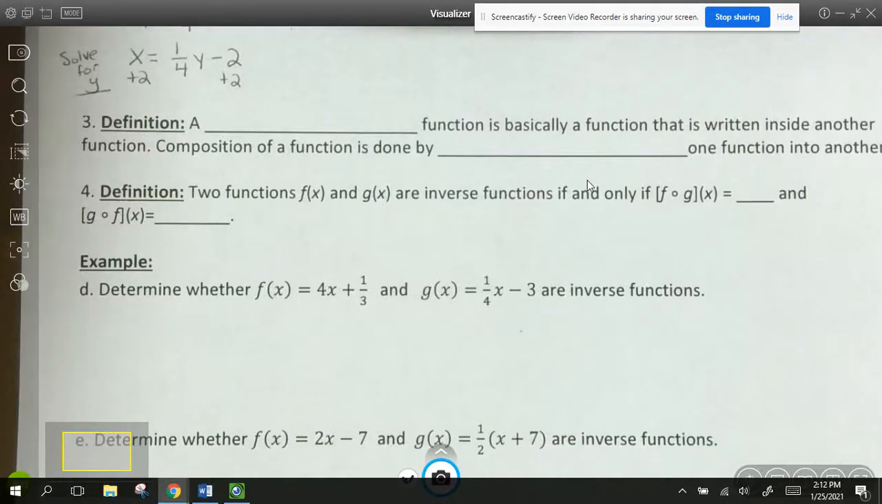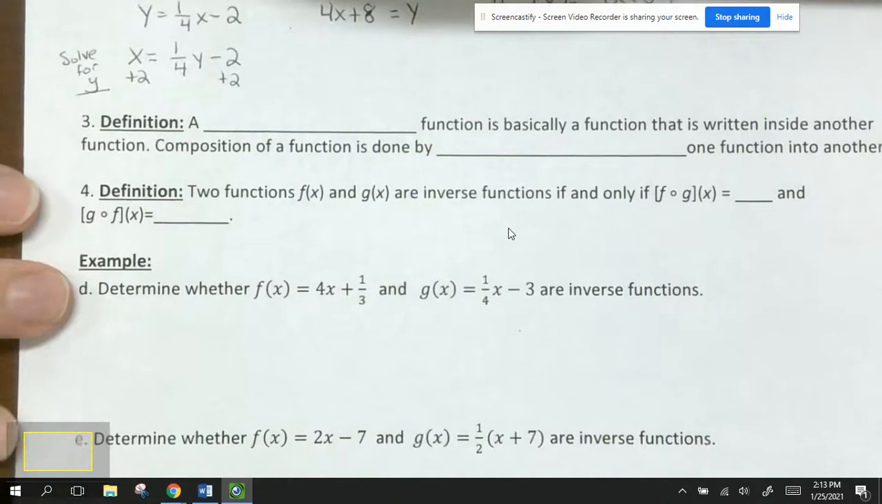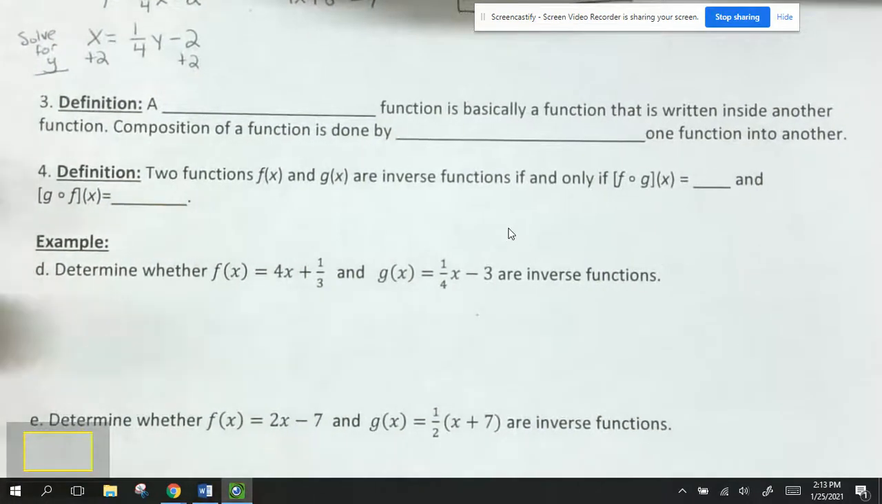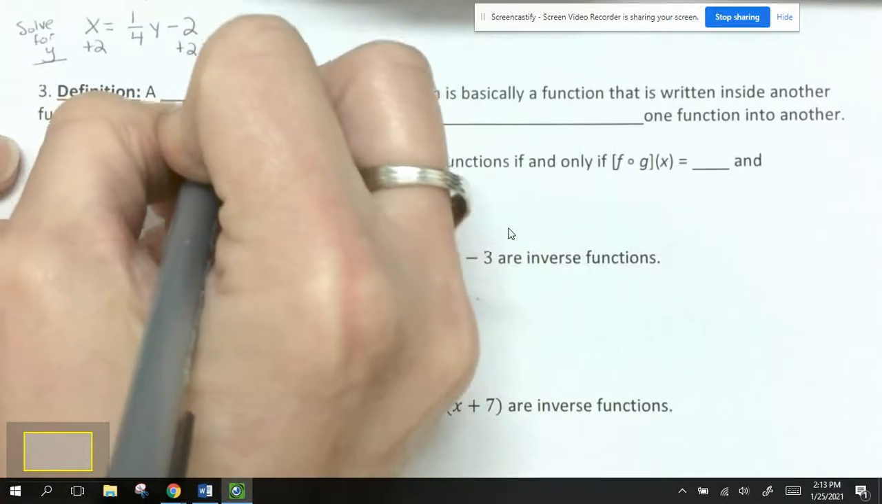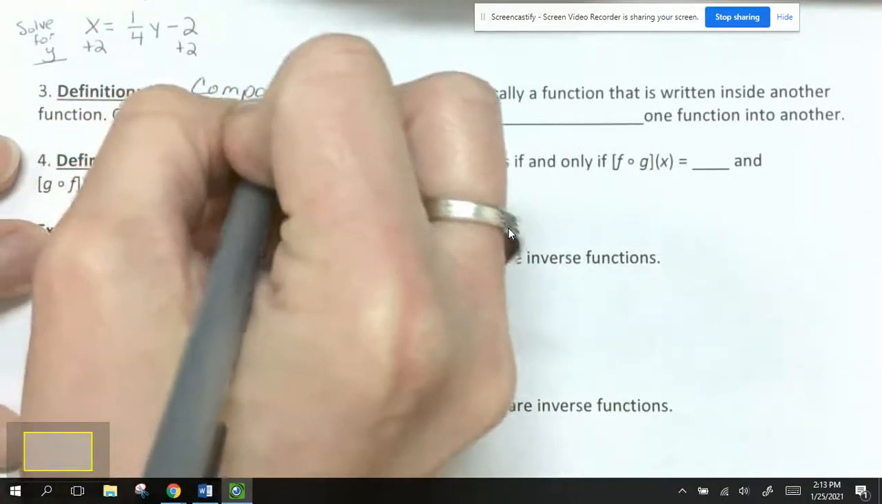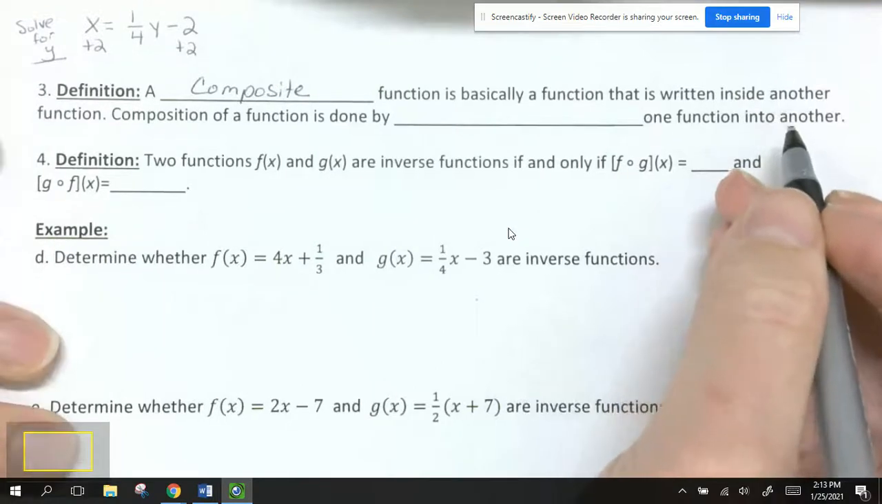Hey guys, in this video, we are going to learn about composite functions and how you use composite functions to tell if the two functions that you've been given are inverse functions, okay? So the first thing I'm going to do is give you a definition here, and that is for a composite function. So a composite function is basically a function that is written inside of another function.